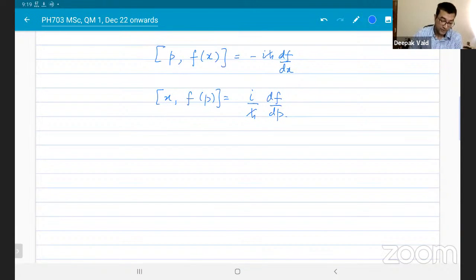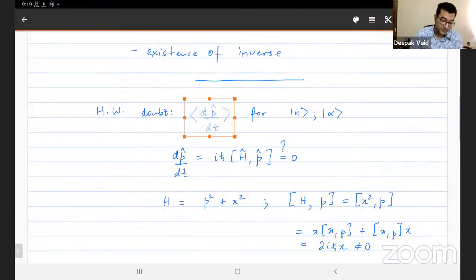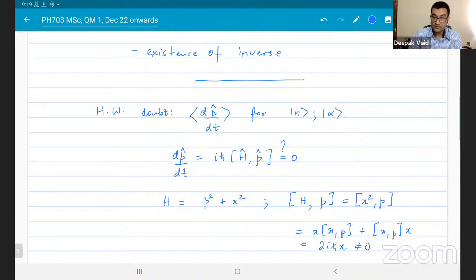So to come back to the original question, is this 0? No, this is not 0.